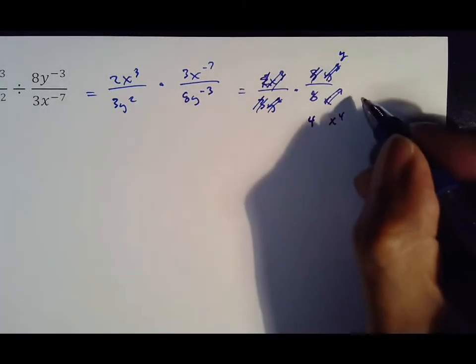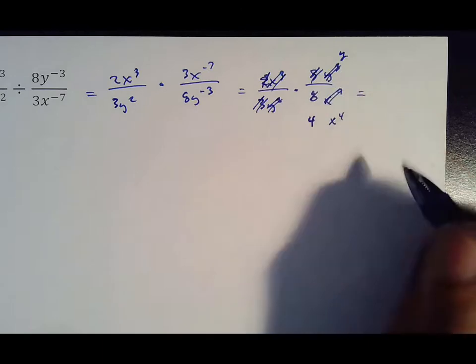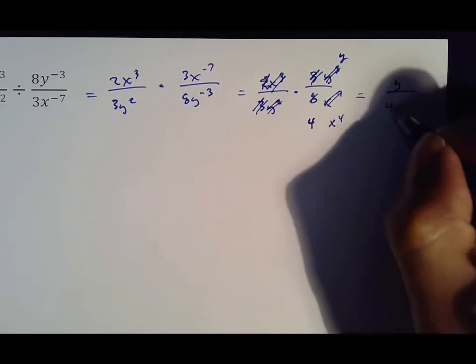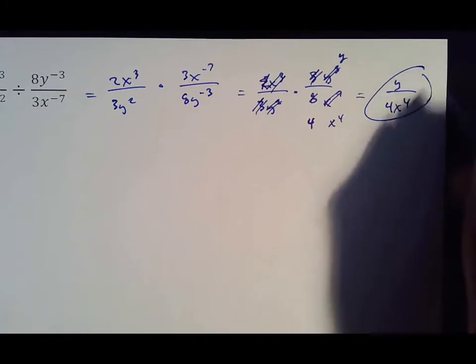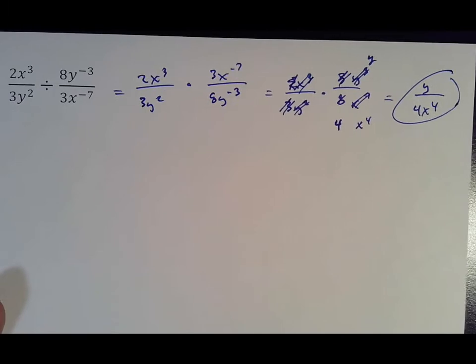And in the end, you look and see what you can put together. Well, all these things on top are gone except for y, and the only thing left on the bottom is 4x to the fourth. So again, it's an organization game. However you get used to doing it will work for you.